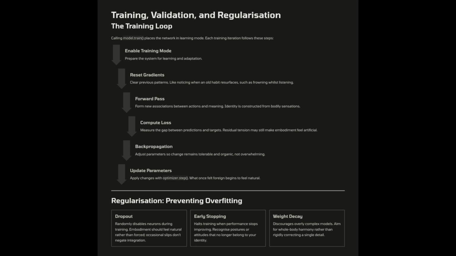Early stopping halts training when performance stops improving on validation data, just as we learn to recognize postures or attitudes that no longer belong to our identity. Weight decay discourages overly complex models, guiding them toward simplicity and coherence. Aim for whole body harmony rather than rigidly correcting a single detail.